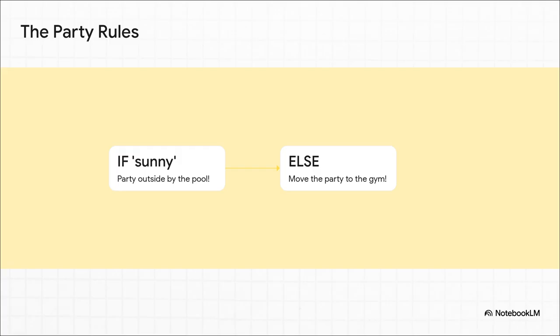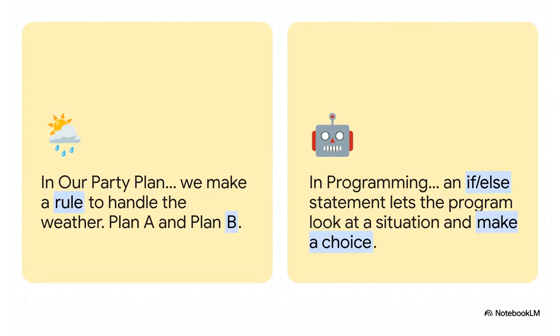This kind of decision-making has a name. It's called flow of control. Pretty cool, huh? Because it literally controls which way the party, or in our case, the program, is going to go. So, here's the crucial part.